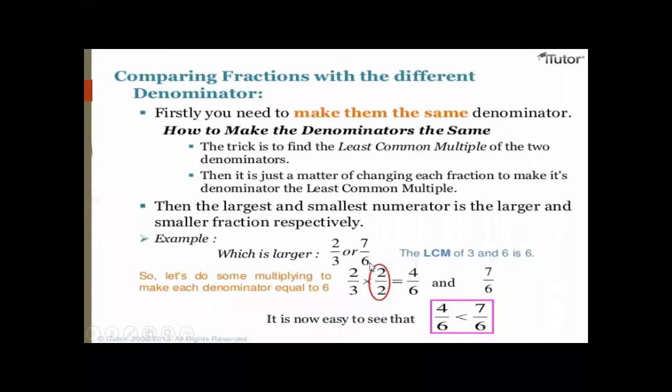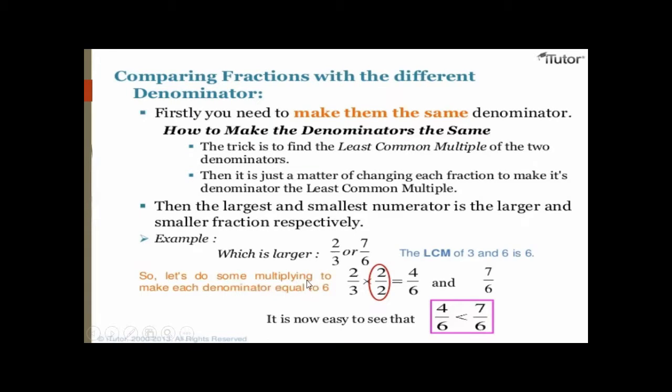What will we do with them? We take the LCM of the denominators, always the LCM of the denominators. So we will take the LCM of 3 and 6. We know very well that the LCM of 3 and 6 is 6. Let's do some multiplying to make each denominator equal to 6.